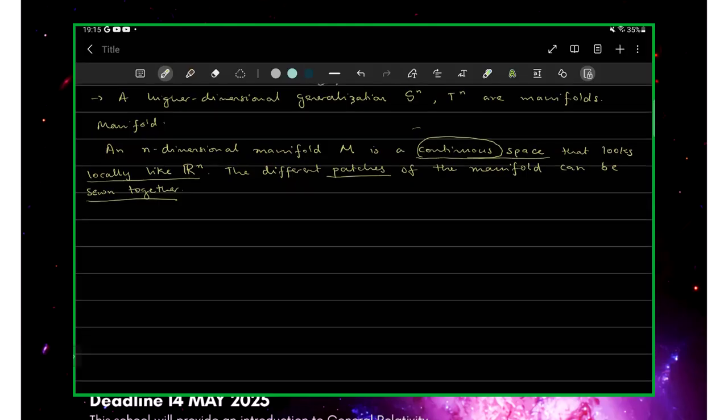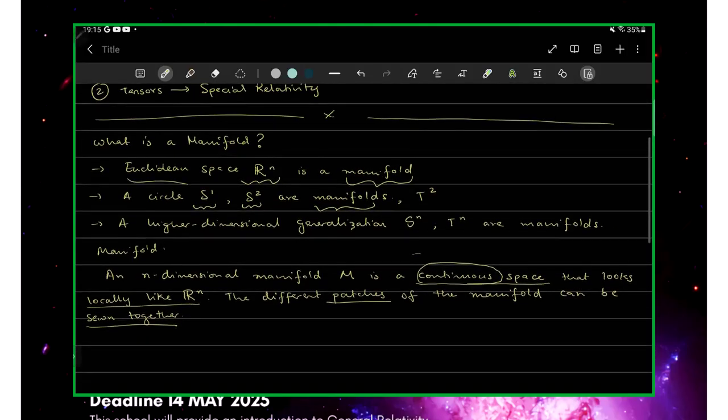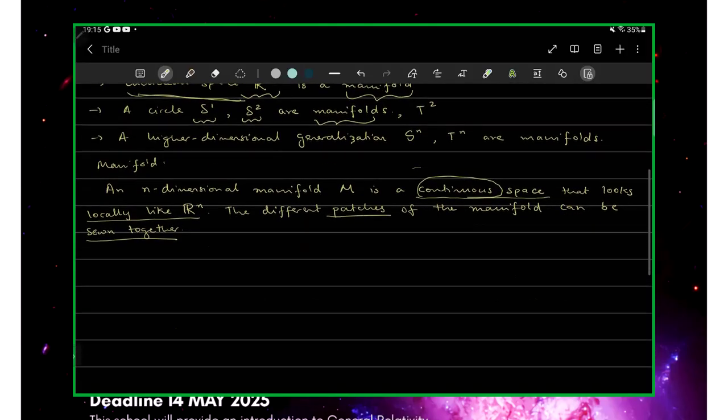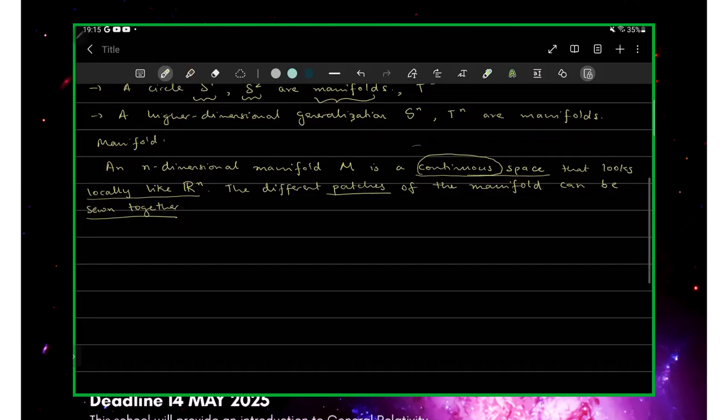Now remember what Rn is, right? Rn is Euclidean space. So from here we get an understanding that locally this manifold, a generalization of manifold, whatever it is, n-dimensional, has to look locally like Rn, meaning that it has to look locally like Euclidean space, which is also flat space. And now what do I understand by different patches?